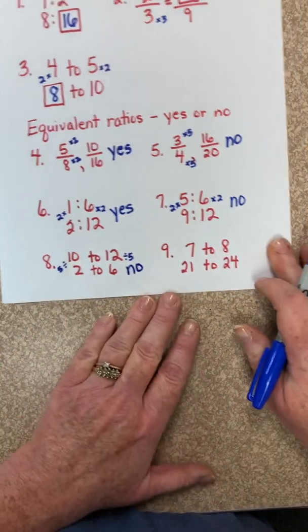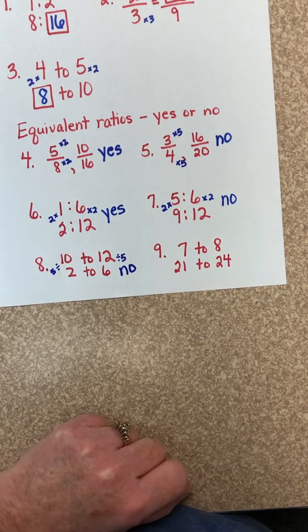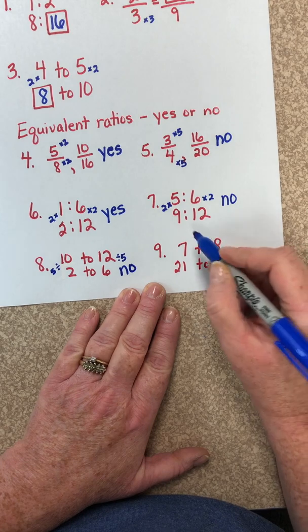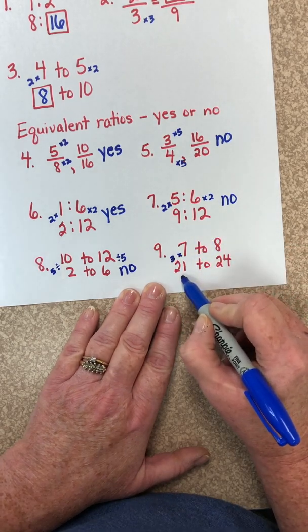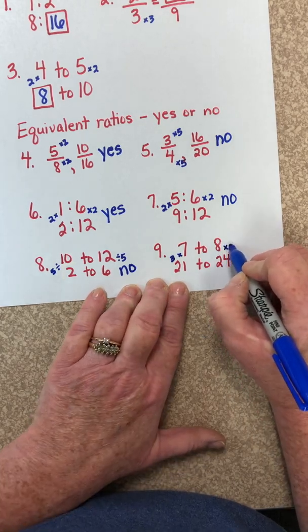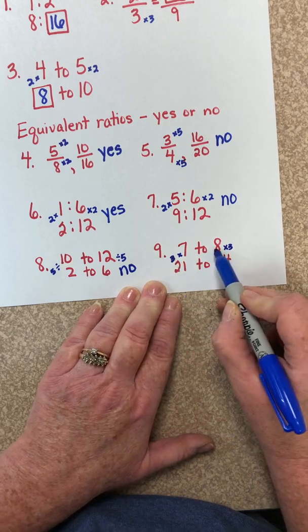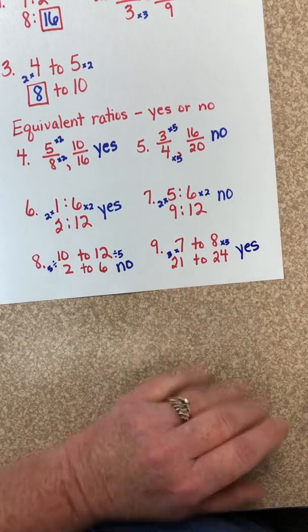And last one, 7 to 8 and 21 to 24. What do I do to 7 to get a 21? How about times by 3? 7 times 3 is 21. That means I have to do the same thing to the 8. 8 times 3. Well, 8 times 3 is 24. 7 times 3 is 21. 8 times 3 is 24. That's a yes. They are equivalent.